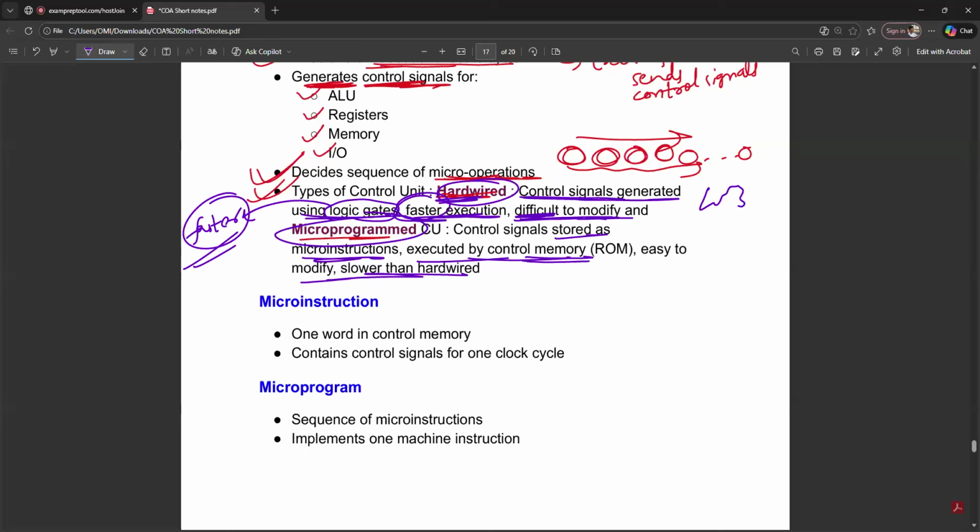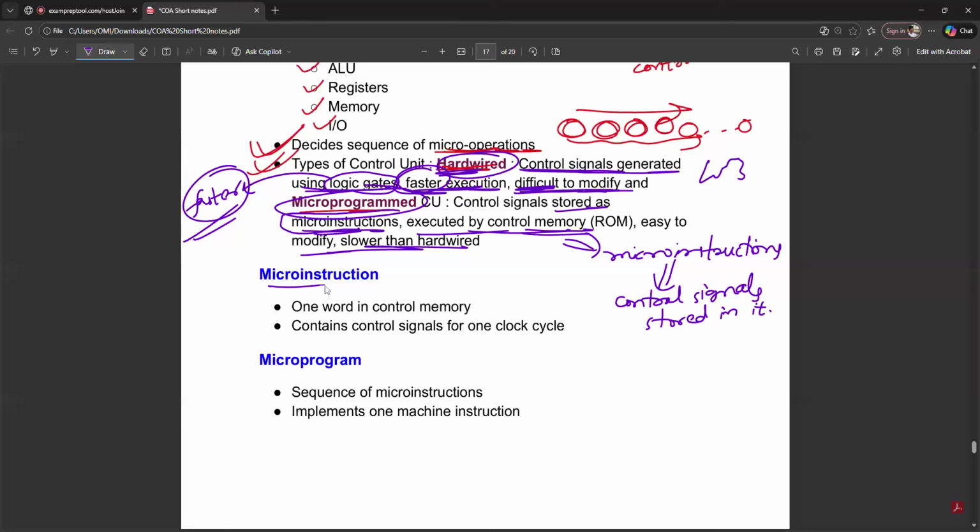So what is the microprogram control unit? Here, everything is stored in terms of micro instructions. See, micro instructions are there, and the control signals are stored in them.